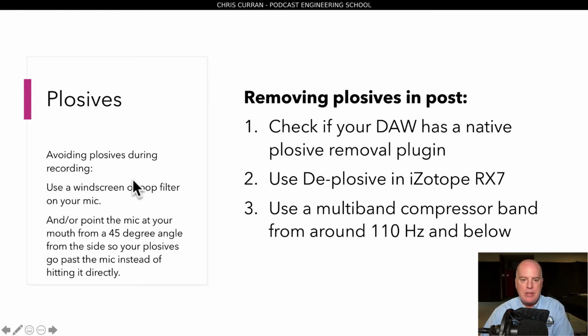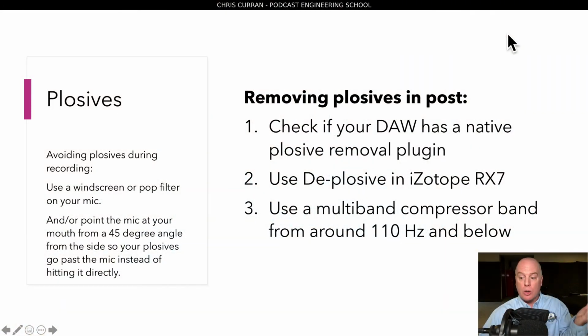Plosives are that P, when you say pizza or any word with a P in it. So what I want you to do right now is hold your hand right in front of your mouth and say pizza, pizza. You feel the wind that hits your hand. That wind hits the microphone and can actually distort it. It'll be this really low end thud, like a plosive.